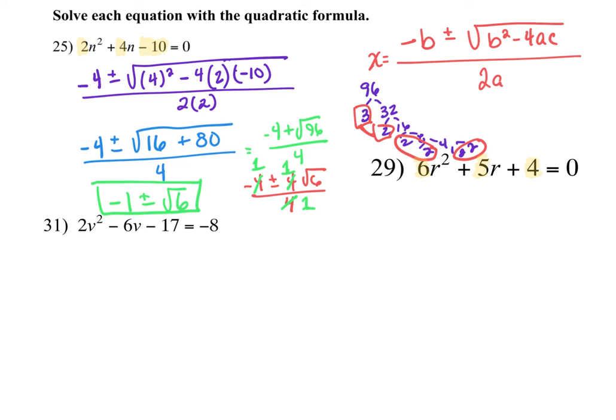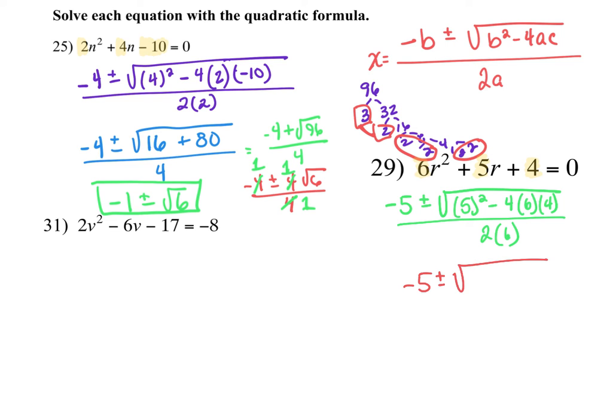Negative B, that's negative 5, plus or minus the square root of b squared, 5 squared, minus 4 times a times c all over 2 times a. All right, let's simplify. Negative 5 plus or minus, what is 5 squared? 25, there we go. All right, I have 4 times 6 times 4, 96 all over 2 times 6 is 12.